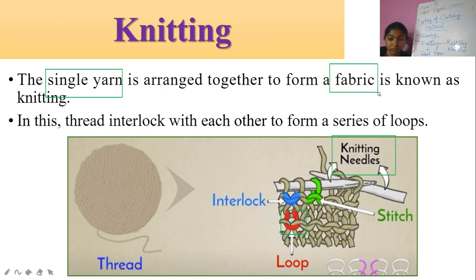So here you can see a thread interlocks with each other to form a series of loops. As you interlock the threads with each other, you get a series of loops. That way you can form the pattern together and you get sweaters as an outcome, or you want to make socks or other patterns. So you will get the arrangement of the yarn with the help of these knitting needles. Then you will get the arrangements and you can work upon it.